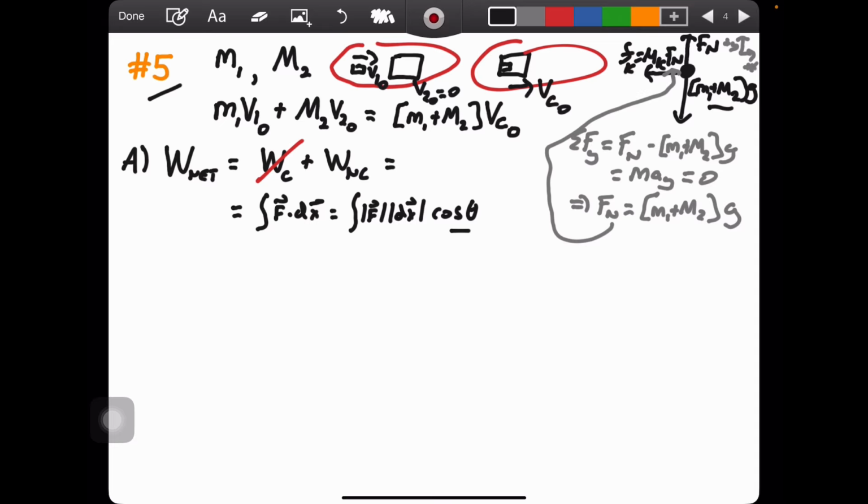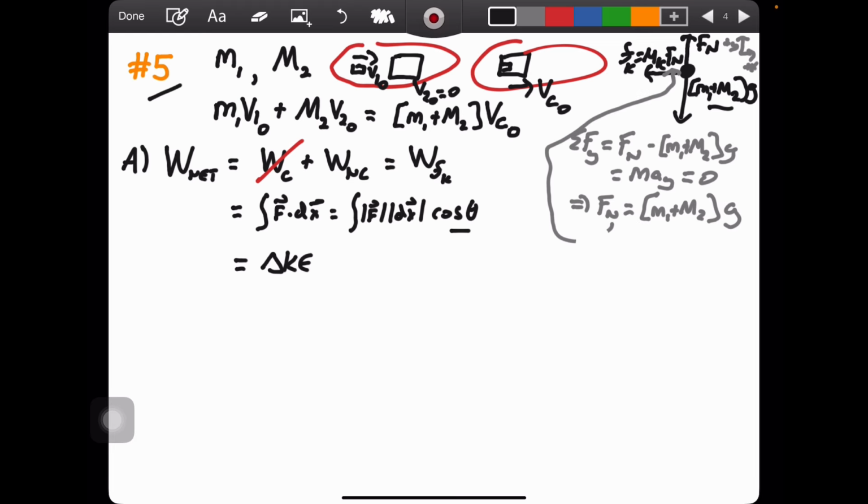And so, quite simply, this is the work that's done by kinetic friction, which I'll say W with the index Fk. So we need to figure out how much work is done by the kinetic friction, and by the work energy theorem, we can say that the net work that is done on our system is equal to the change in kinetic energy of our system.